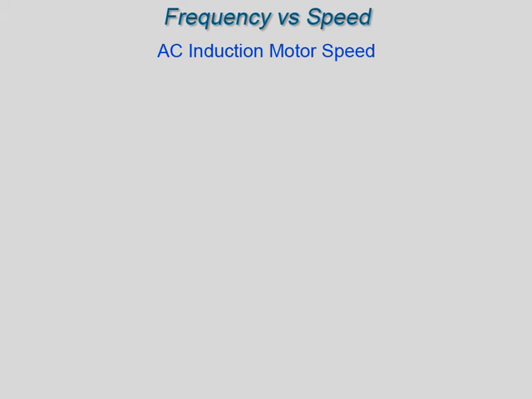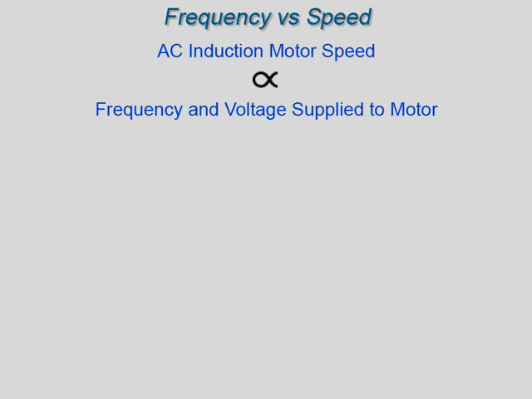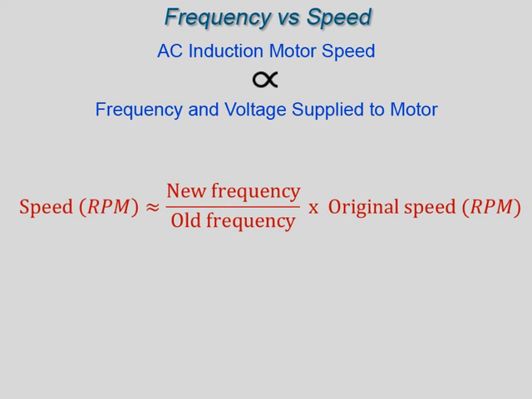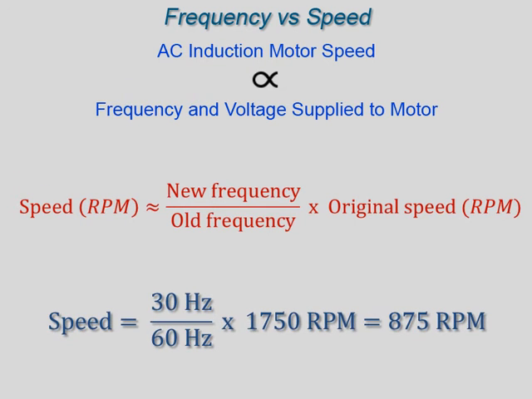The speed of an AC induction motor is directly proportional to the frequency and voltage supplied to the motor. If the frequency output of a VSD is changed, the resulting motor speed will be approximately equal to this equation. So, if a 480 volt, 60 Hz, 1750 RPM motor is supplied with 220 volt, 30 Hz power, the motor will rotate at approximately 875 RPM.